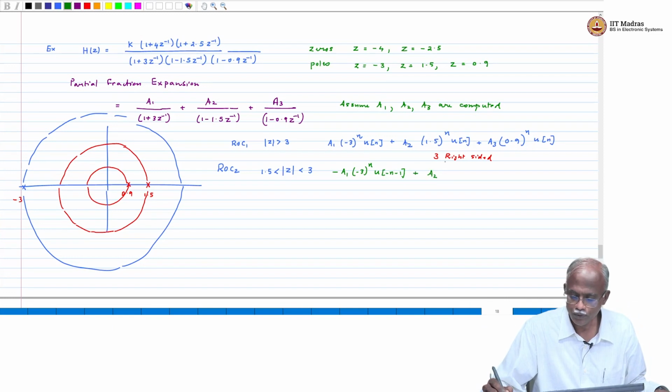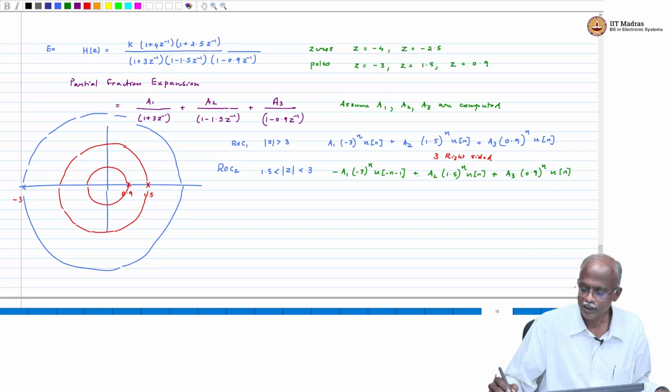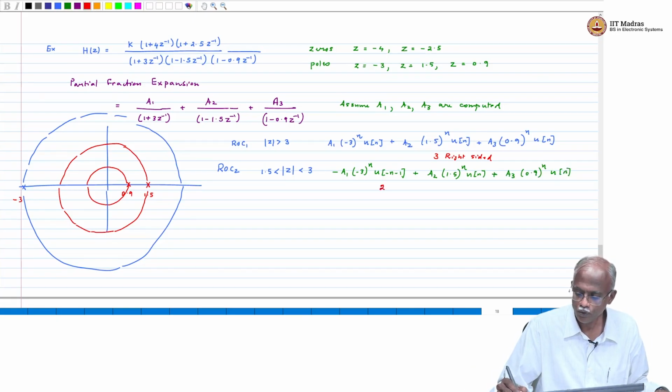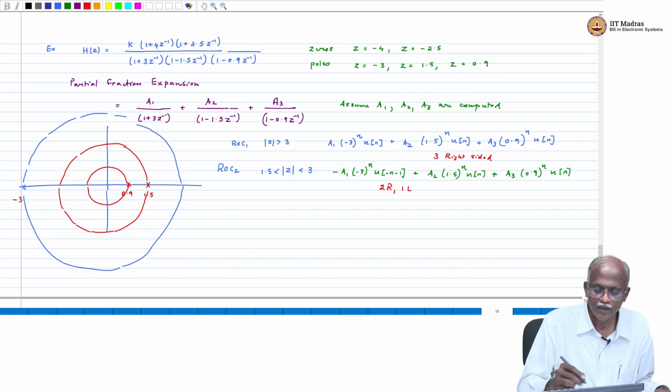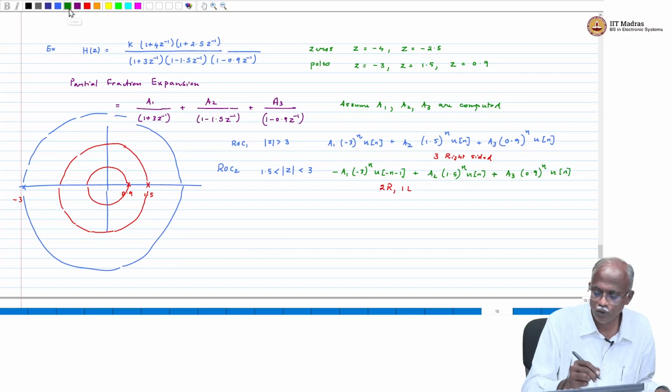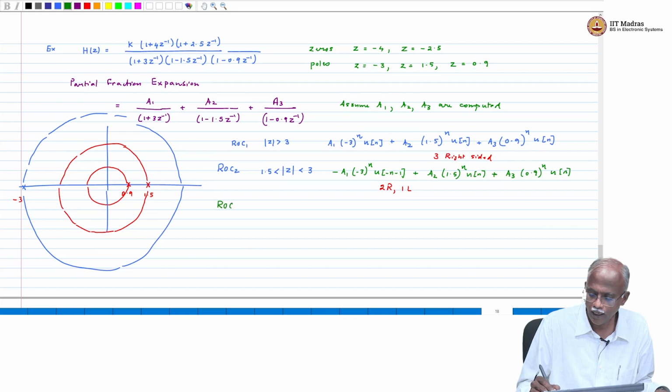Plus A2 right-sided sequence 1.5 raised to the power n u of n plus A3 0.9 to the n u of n. So in this particular case, you have 2 right-sided and 1 left-sided sequence. I'm just going to use short form R and L for the two sequences. Quickly, let's write down 2 more regions of convergence.